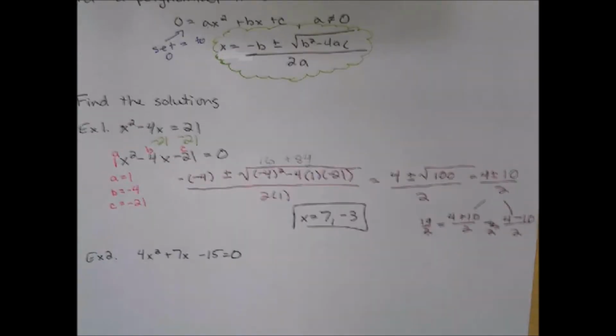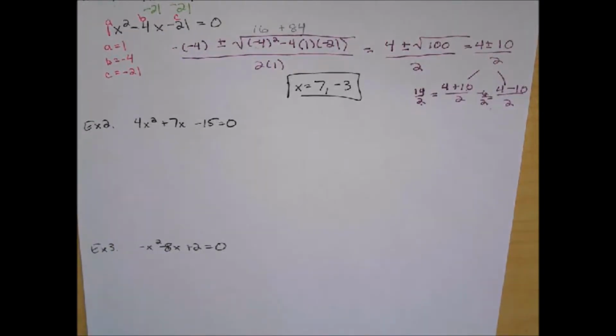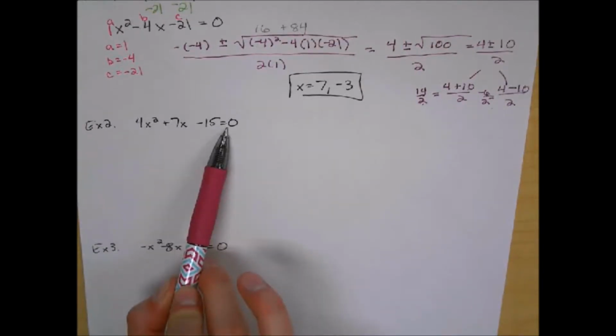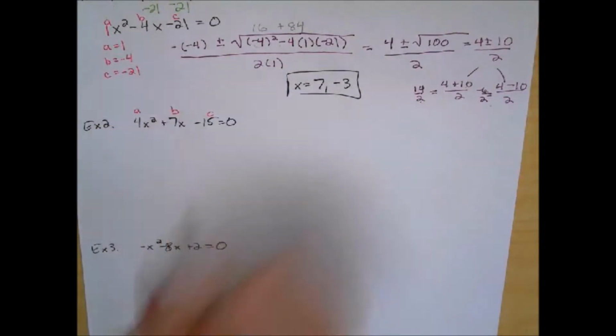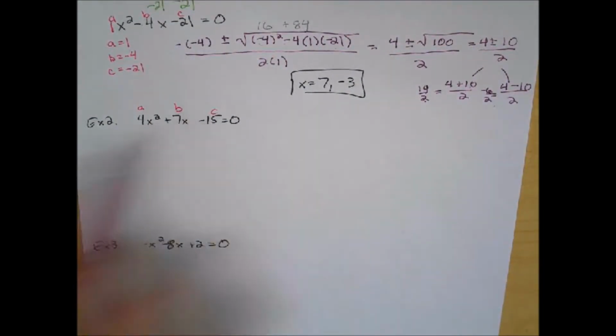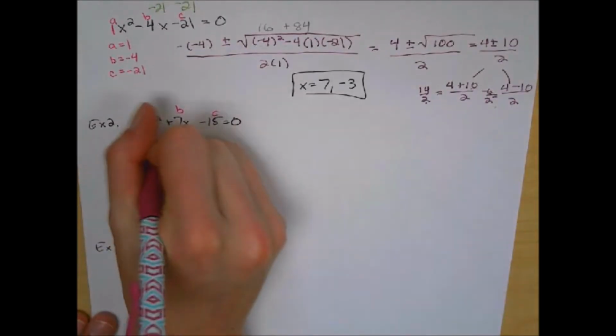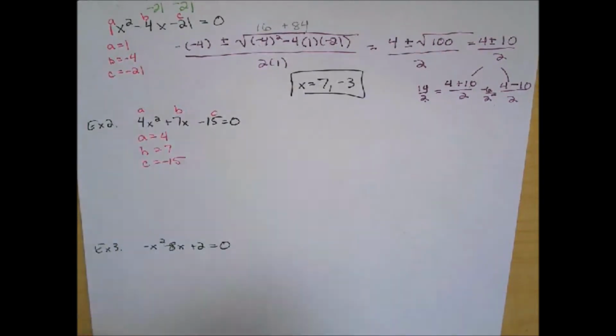I want you to go ahead now on example 2. So go ahead and pause the video, try example 2, plug them in. First question, are we set equal to 0? Yes, we are. Now we have to identify our A, B, C. A is the number in front of x squared, B is the number in front of x, C is the constant. Let's write it off to the side. A equals 4, B equals 7, C equals negative 15.